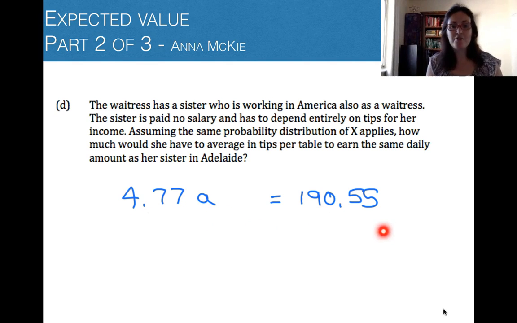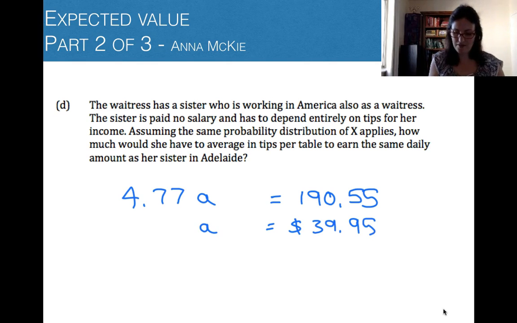So that's the hardest part, constructing that equation. Once you've got that, you just solve for A. You'll get better with practice at doing these types of questions. So she'd need to earn that in tips per table. That's how America runs, on tips.